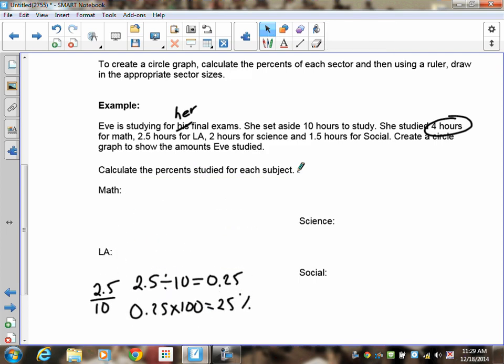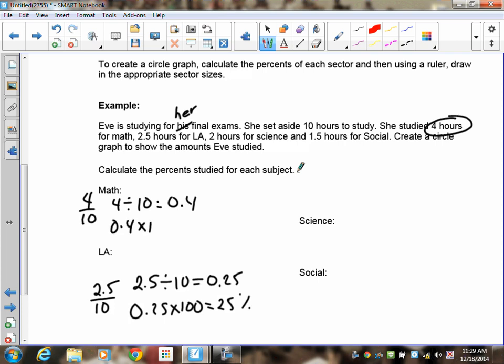If you caught that, wonderful. But I just made a mistake. My LA is actually 25%. My math, she studied 4 hours, but it doesn't change much. It's going to be 4 out of 10. So 4 divided by 10 is equal to 0.4. 0.4 times 100, I'm still converting it into a decimal, is 40%. So I do the same thing. I convert it into a decimal, then I convert it into a percent.